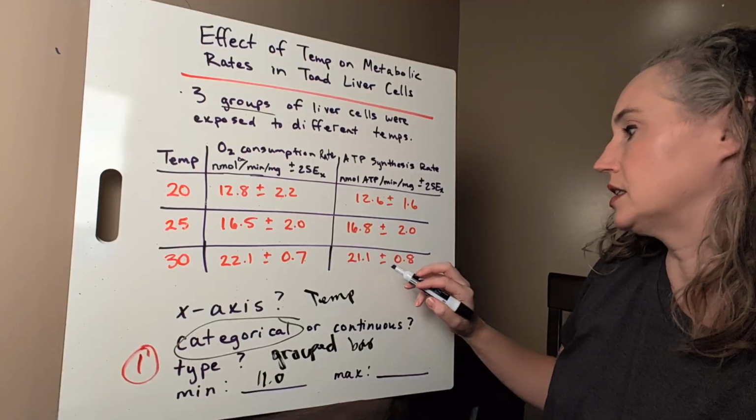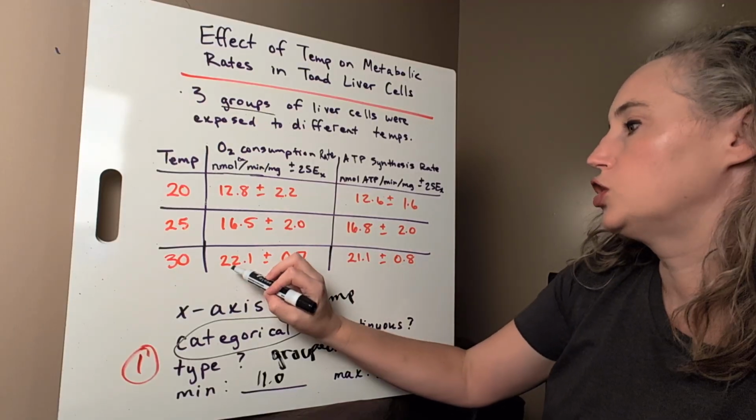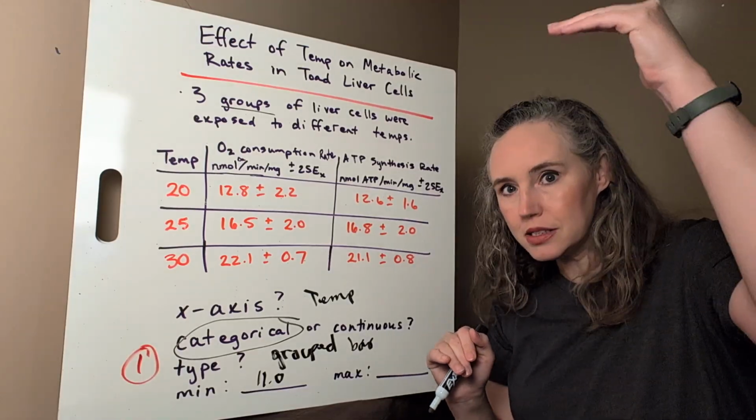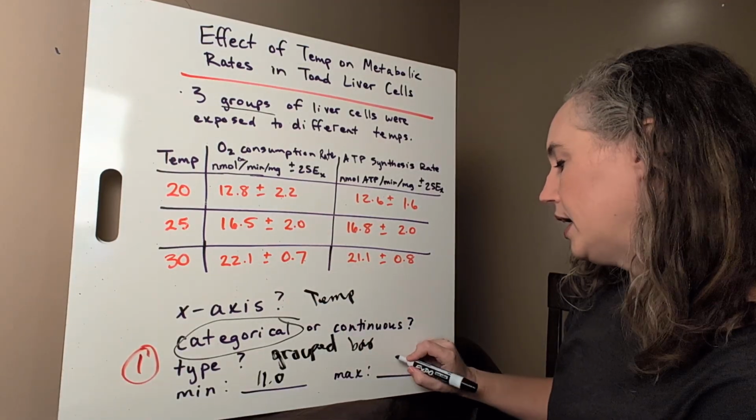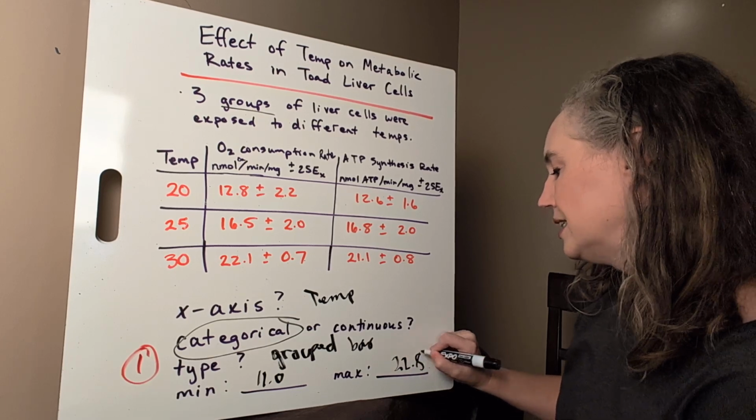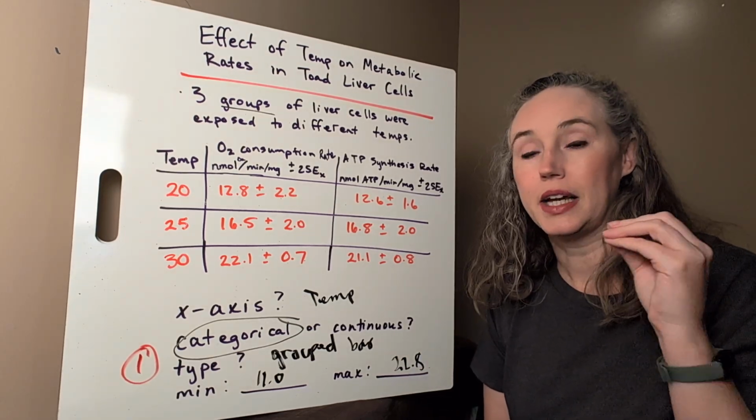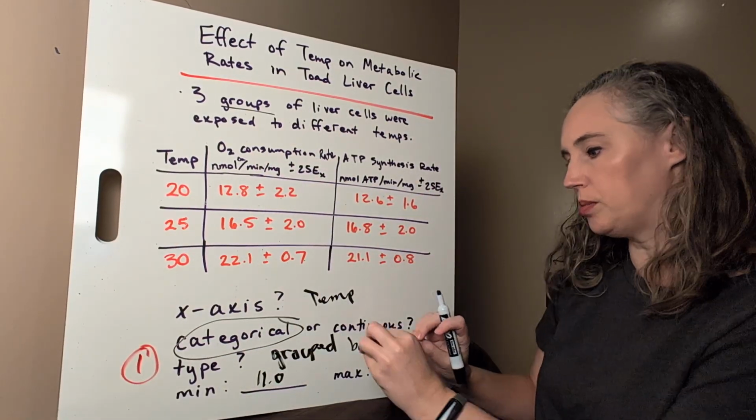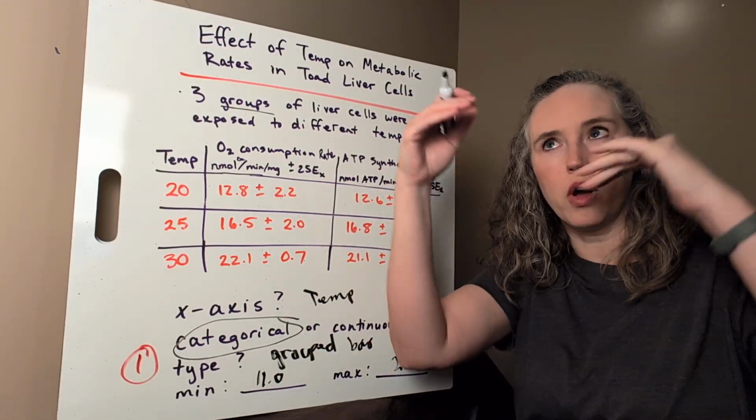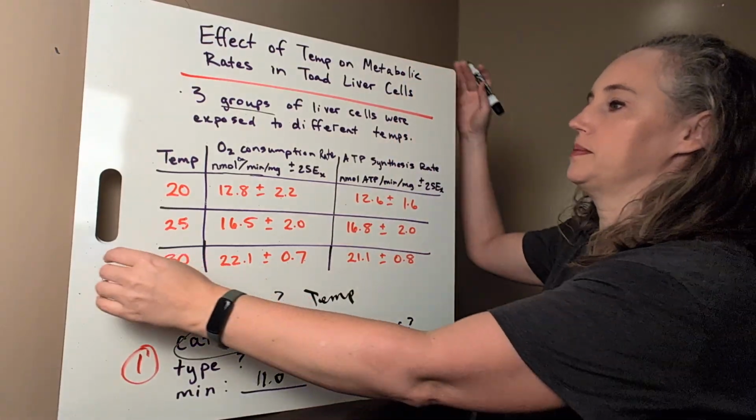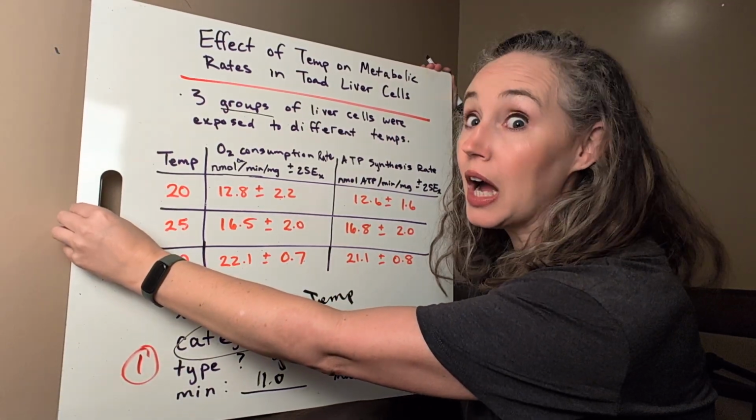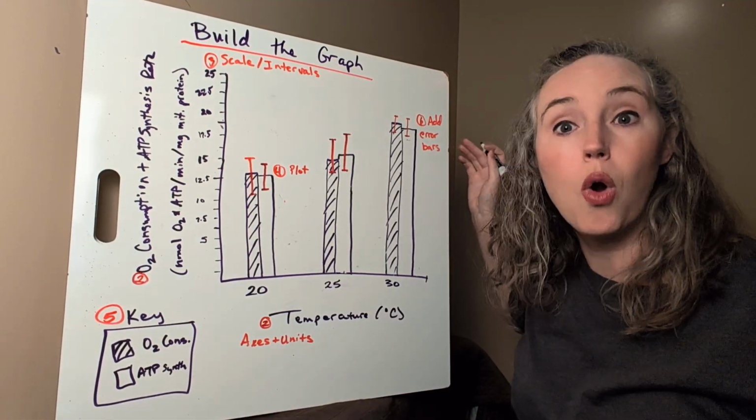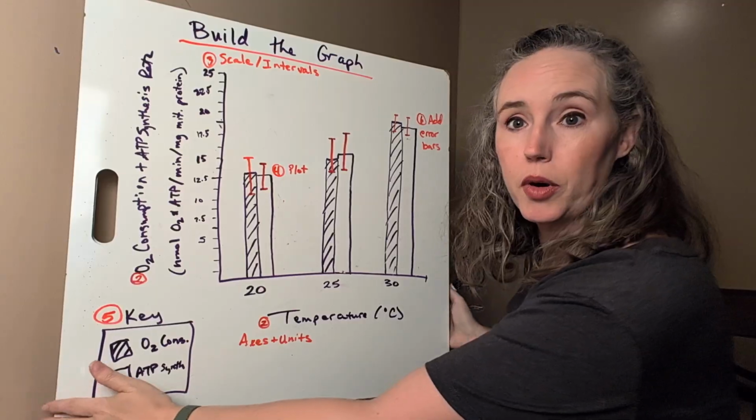And then our max is going to be 22.1 plus 0.7 plus the error bar. So 22.8 is our actual data max. That doesn't mean that's our max in our range. We're going to have to go beyond that. But this is just going to help us ballpark what our scale needs to be. Okay, now with these things in mind, we've already made our first decision, what type of graph, right? We're going to make a grouped bar graph.